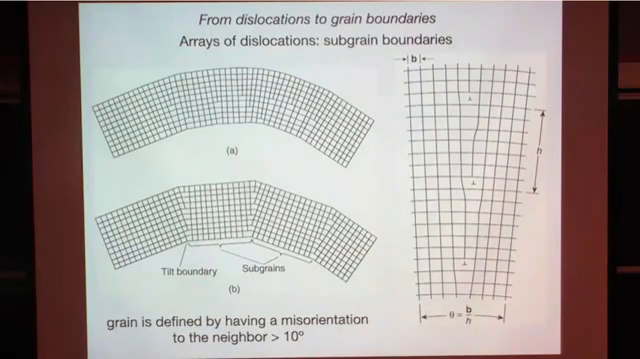I'll point out, and this will come up, there is a usefulness to these simple pictures, but you can only take them so far. And of course, in general, we don't have these perfect tilt boundaries, right? There's a twist component. You can imagine that the two halves are also twisted relative to each other. So the boundaries will be much more complicated than that.